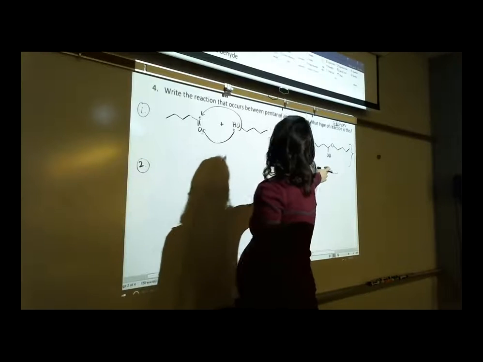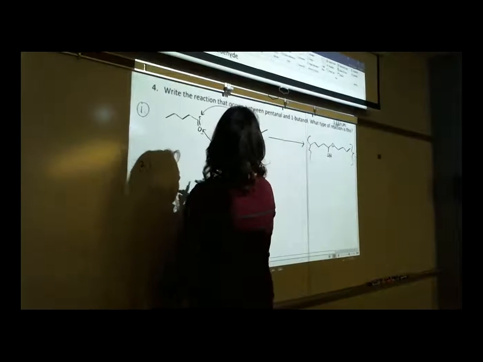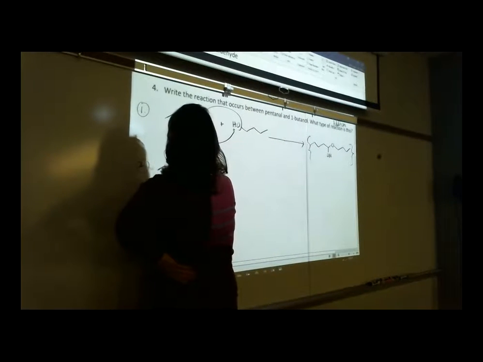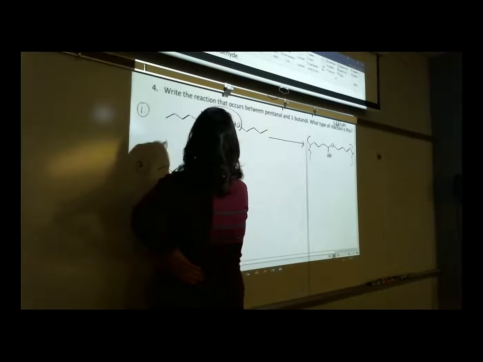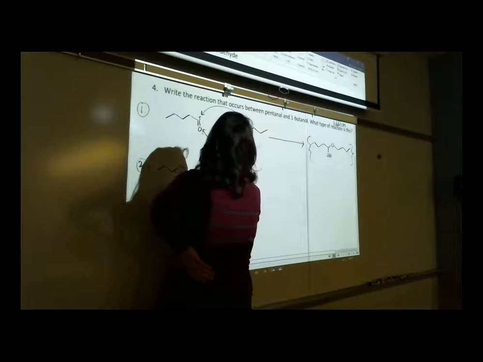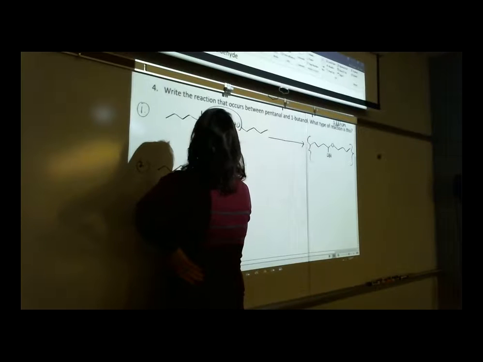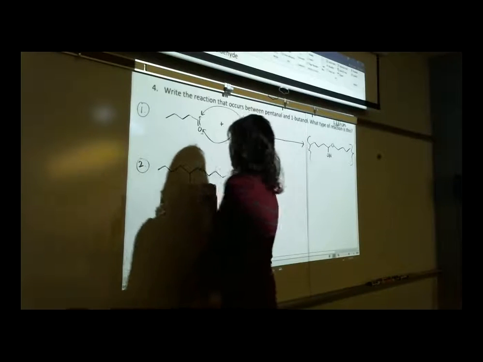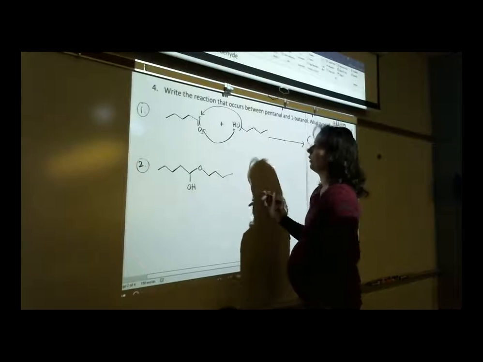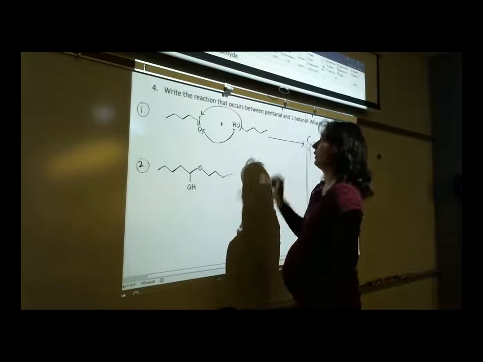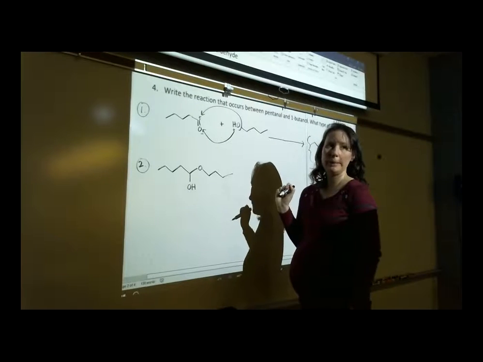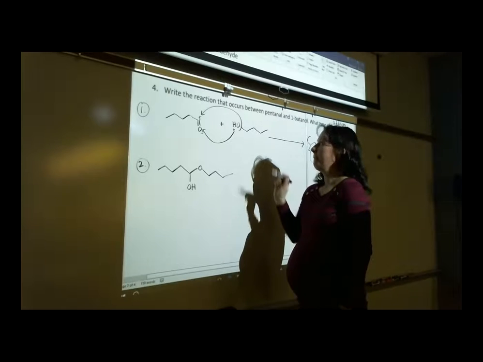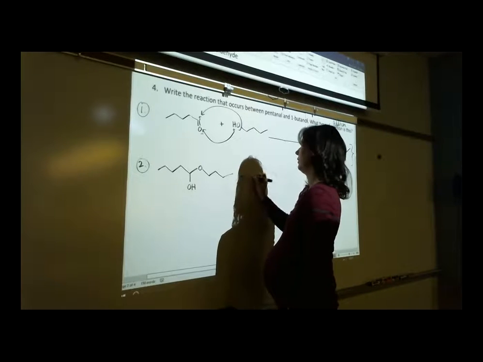You take your intermediate, right? So we're just going to redraw it as is. 1, 2, 3, 4, 5. O, 1, 2, 3, 4. OH. Right? Your intermediate is going to react with another aldehyde or another alcohol molecule. Which one? The alcohol. It reacts with the alcohol, right?